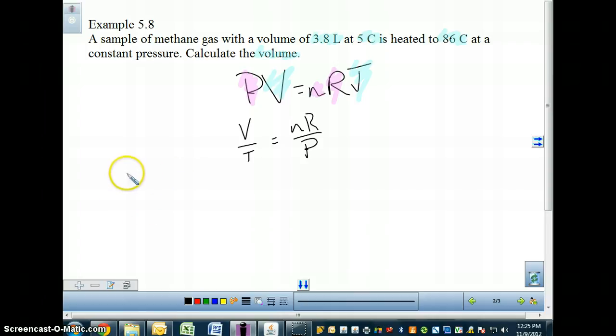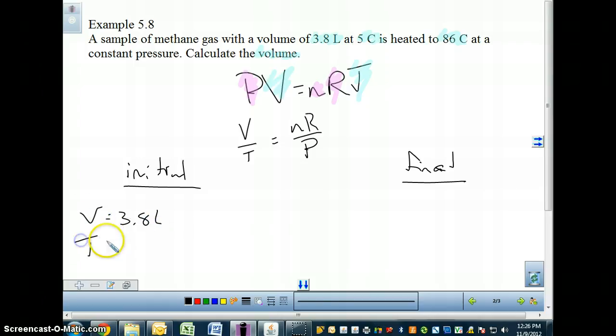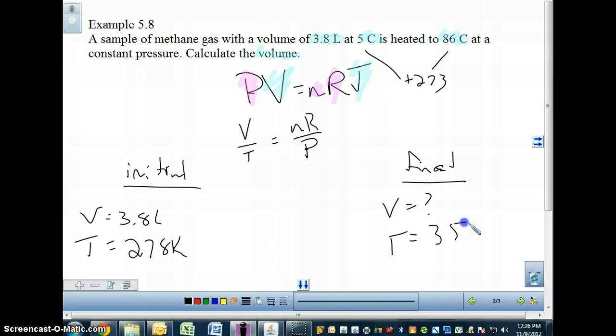We have initial time and a final time. Initially, I have a volume of 3.8 liters and a temperature equal to, well, I don't really like 5 degrees Celsius. I'm going to add 273, and I'm going to get 278 Kelvin. At the end, I have some unknown volume, as well as a new temperature. Again, I don't like Celsius, so I'm going to add 273, and I get a temperature equal to 359 Kelvin.